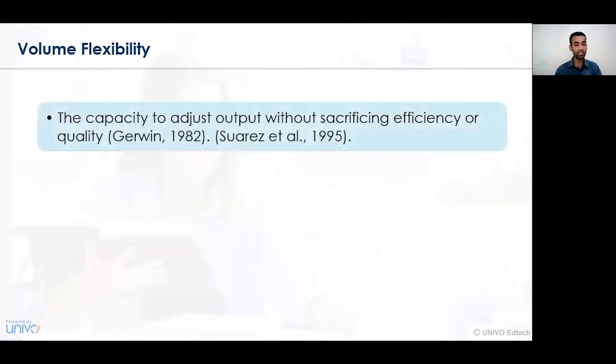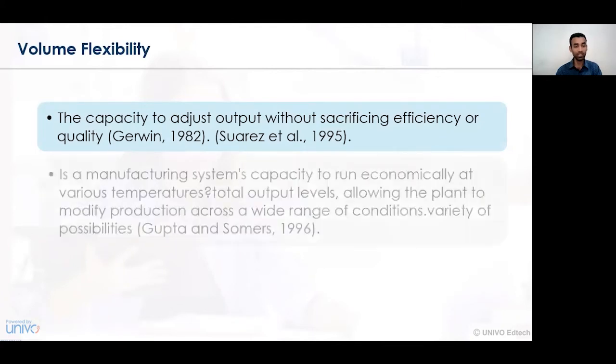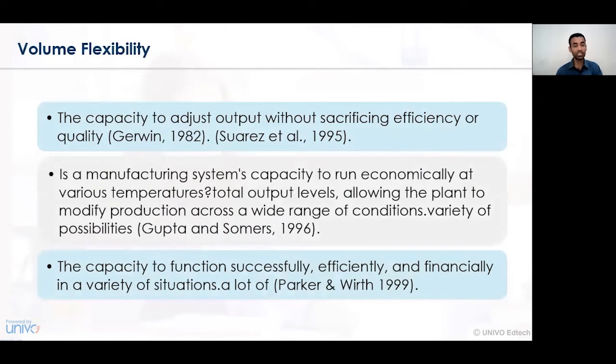With respect to volume flexibility, this particular scenario was given by Jervin and Squads in the years 1982 and 1995 respectively. It focuses on the concept of increasing the volume of output of a certain production. So sacrificing the current volume capacity and increasing the flexibility of volume in quantitative terms is the concept of volume flexibility.